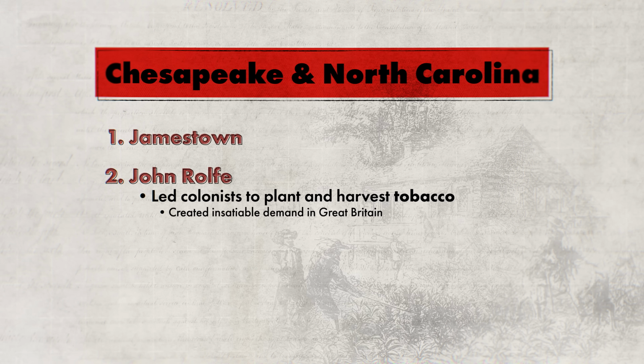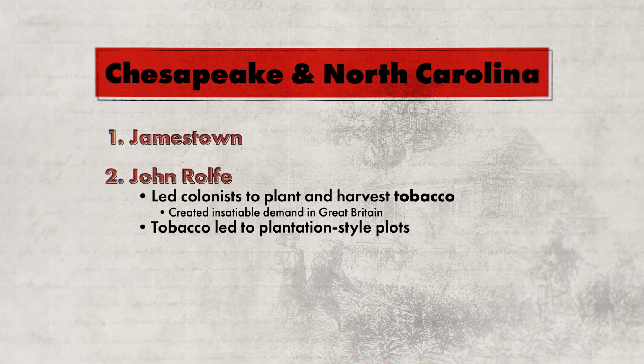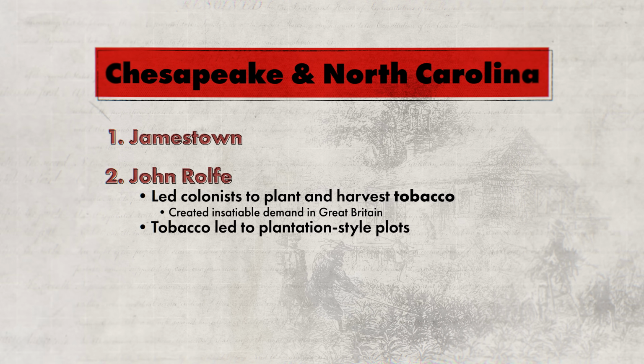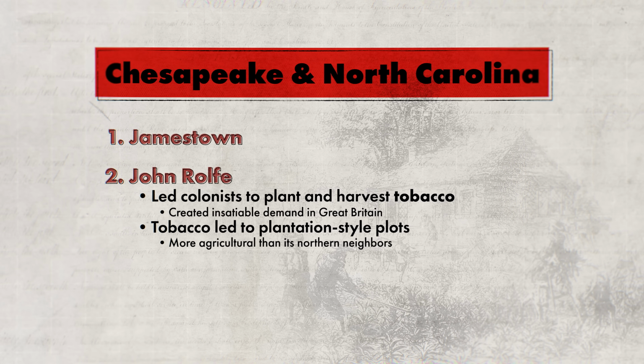But since the demand for tobacco was still high, that meant that the settlers needed more land on which to plant. Now, that would cause some conflicts with the indigenous people living in the region, but we'll get to that in another video. Anyway, because tobacco became the most important export of Virginia, it led to the development of sprawling plantation-style plots, which was the chief characteristic of Chesapeake colonies, which were far more agricultural compared to northern regions.